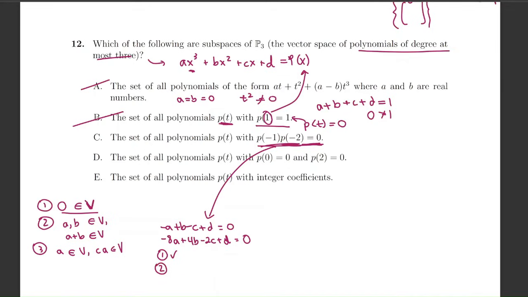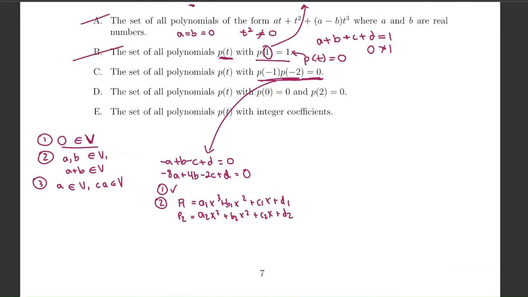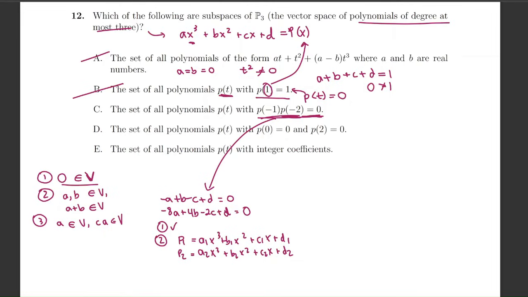Second one: if p1 and p2 are in this set, then p1 plus p2 is in this set as well. Let's say we have this first polynomial, p1, which is a1 x cubed plus b1 x squared plus c1 x plus d1. Then p2 equals a2 x cubed plus b2 x squared plus c2 x plus d2.